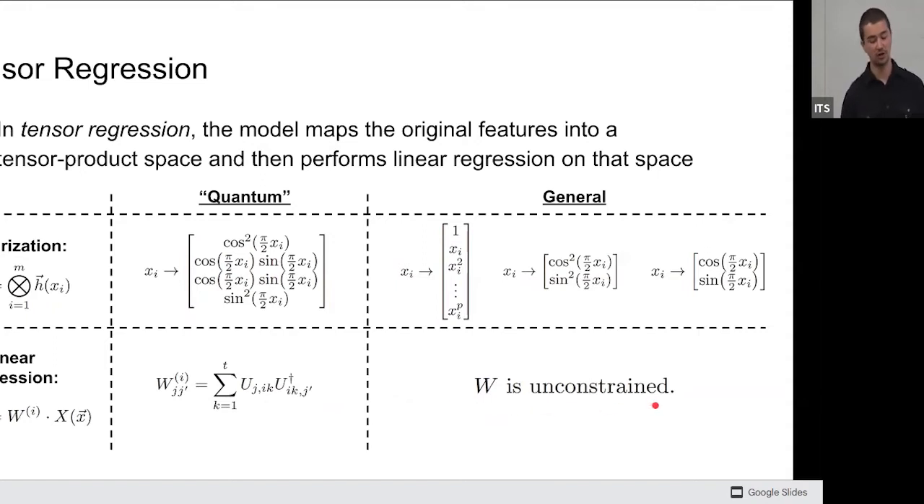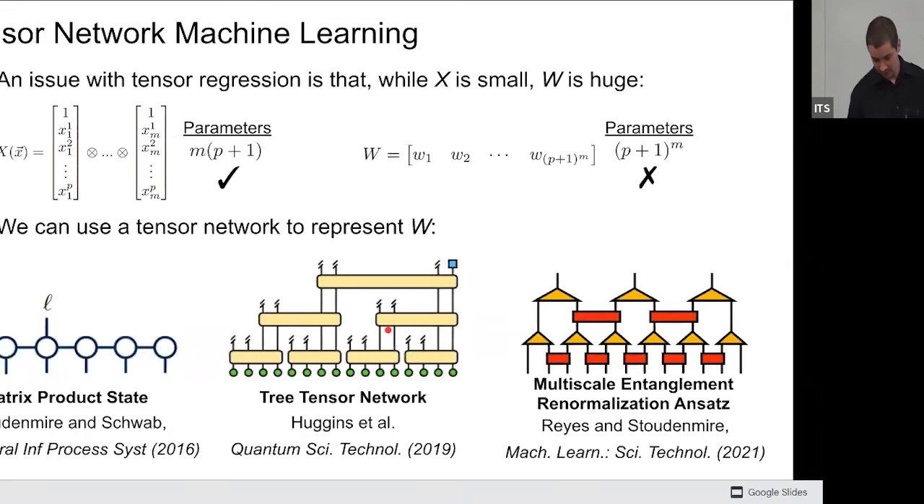W is unconstrained generically. And that's why I said the quantum case is really a particular kind of this broader idea, which is: first featurize in a complicated way, and then run regression on that complicated featurization. That's the paradigm, really, in a nutshell. As simple as that, really. Okay, but there's an issue with just doing this generically.